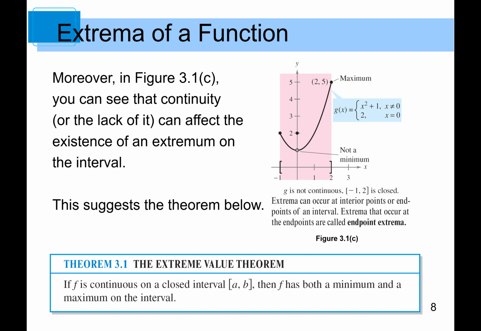Let's take a look at this graph really quick. Figure 3.1. This is a piecewise function. g of x equals x squared plus 1 when x is not equal to 0, and g of x equals 2 when x is equal to 0. That's why we have a solid point at (0, 2). In this case, our minimum does not occur here, this circle is not a minimum. The maximum we know occurs here. For the piecewise function, we only have an absolute maximum.